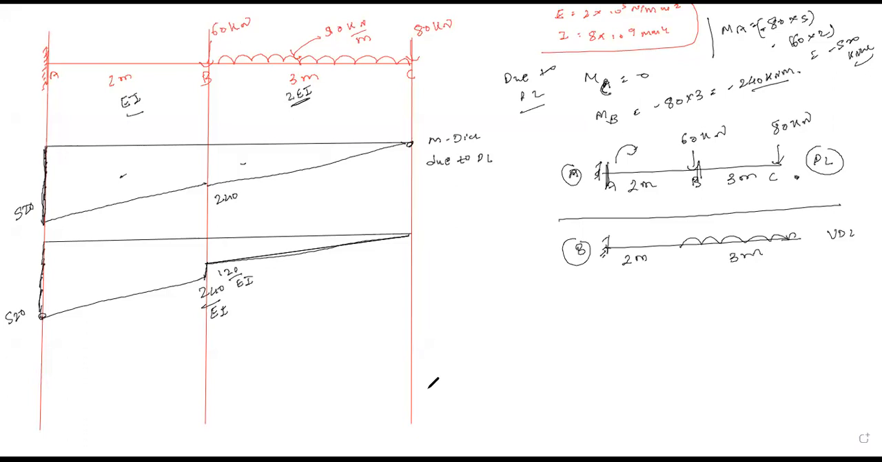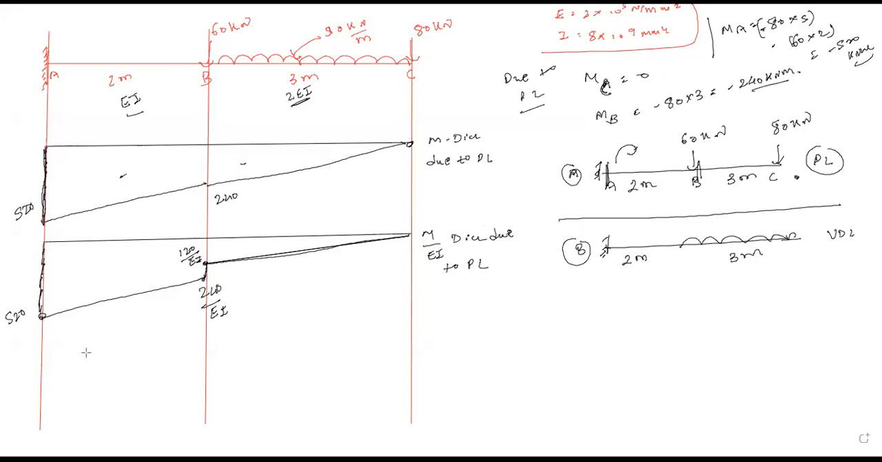Is it okay, students? Please confirm. I think this value is 120 by EI and this value is 240 by EI. Yes or no? I am right again. Just a minute. Let me draw. This is your M by EI diagram due to point load.